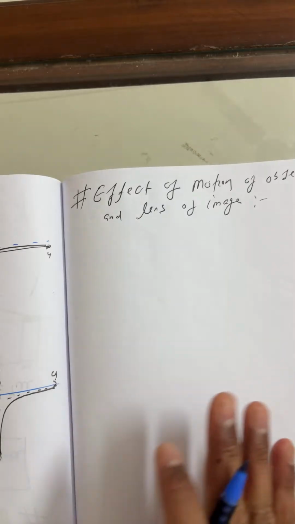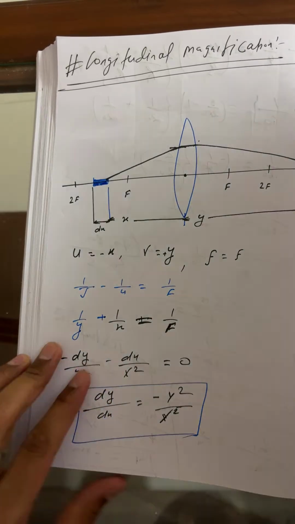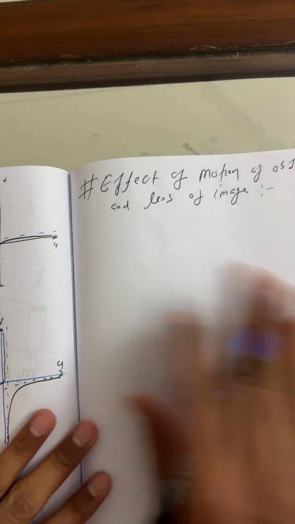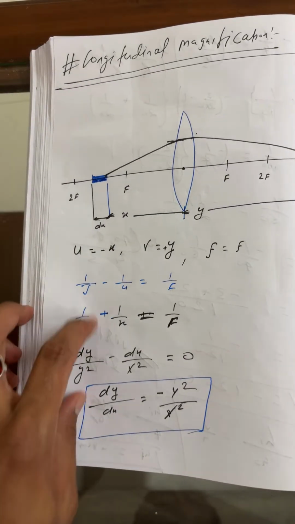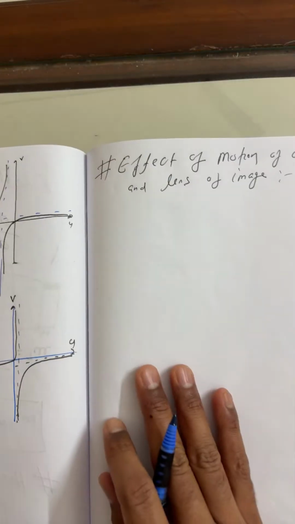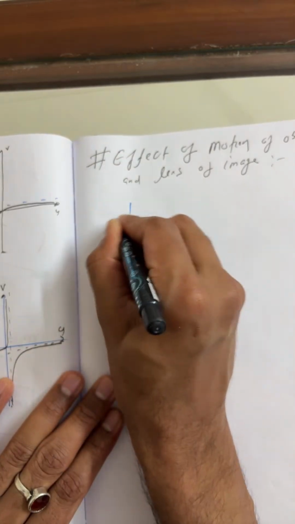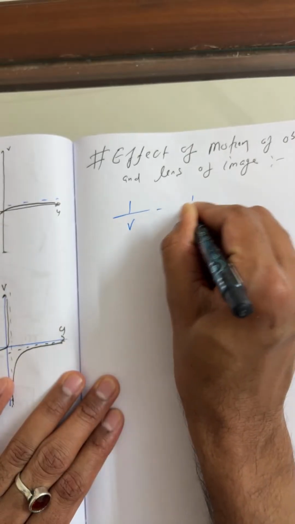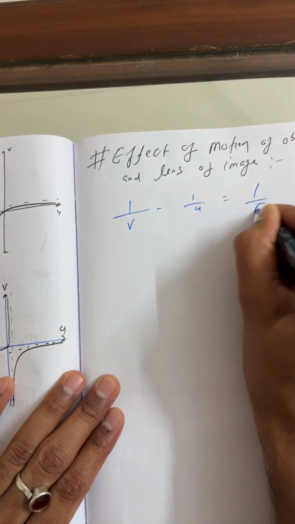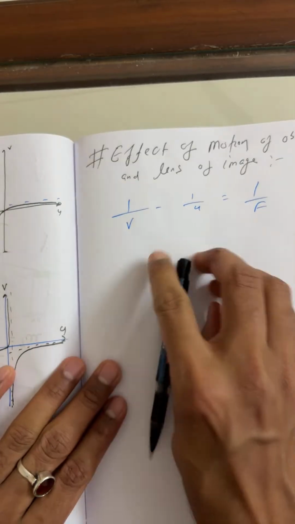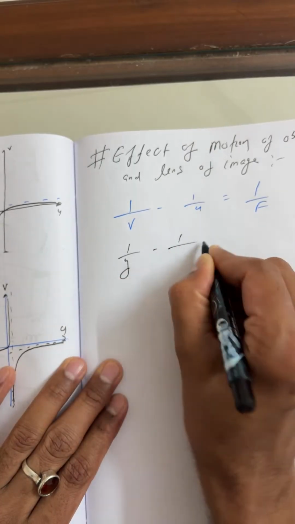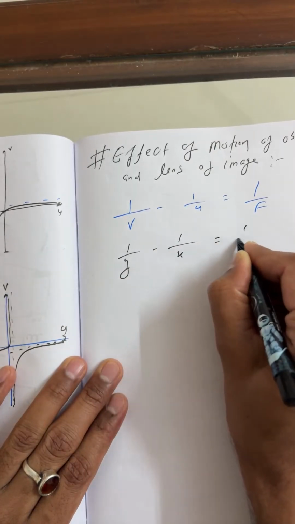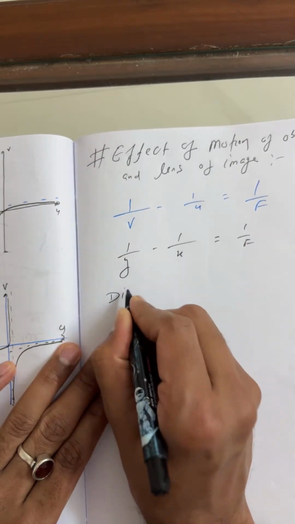Okay, the same formula here, you can use the same formula, but you differentiate with respect to time. Same thing I'm considering here, the same data from here only. Everything I'll use the same, but I'll differentiate with respect to time only. That is a simple thing. So we can say 1 by V minus 1 by U is equal to 1 by F. So here you can write 1 by y minus 1 by x is equal to 1 by F. Differentiate both sides.